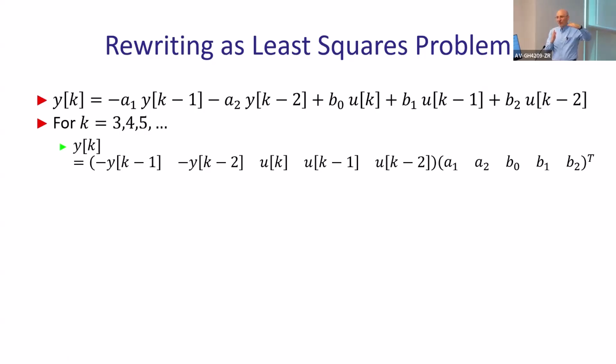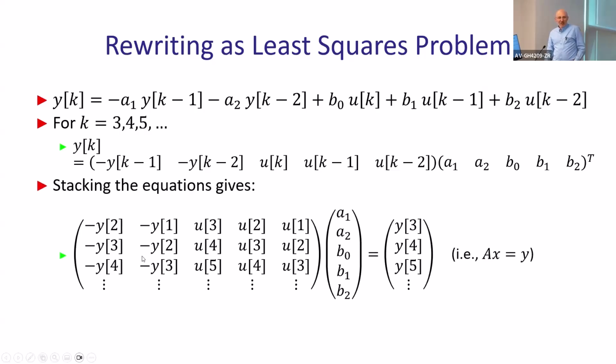I can stack them together, one below another. So what I will have here is something like that. I will start with k equals 3. So it will be 3 minus 1, 3 minus 2, 3, 3 minus 1, 3 minus 2, and so on. This will be that first row: negative y2, negative y1, u3, u2, u1, times all of that vector, that transpose, okay? And this will be u3, because k equals 3 at that point, right? So I start with k equals 3 first line, k equals 4 second line, k equals 5 third line, and so on, whatever number of k's I have, whatever number of points I measured, right?